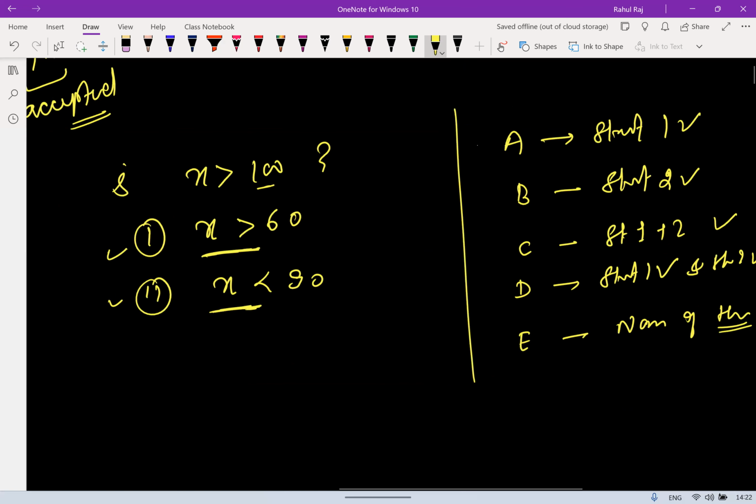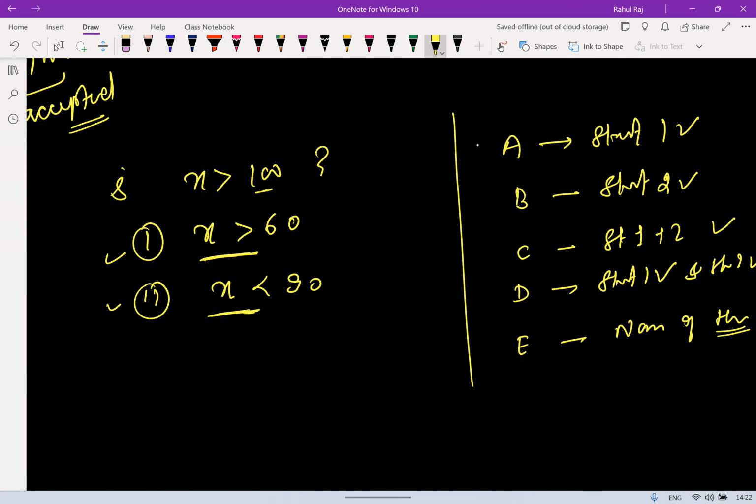So if I ask you a question, is x greater than 100? Statement number 1 gives me x is greater than 60. Statement number 2 gives me x is less than 90. If at all I have to mark the answer in the form of A, B, C, D, what would be the answer? Anyone, please? D. Yes, D. Okay. Anyone else?